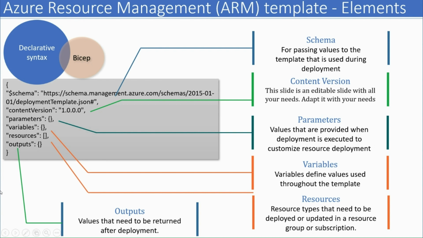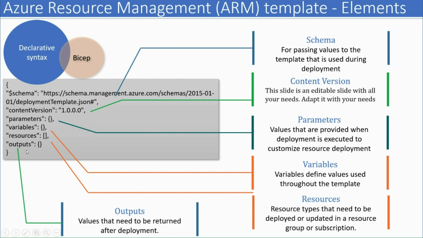So if you look here, it is a kind of an XML, usually in JSON file format. The top one will specify the schema. Okay, so this is how the structure of the ARM template lies. So these are the very key elements like the schema, content version, parameter, variable, resources, outputs.